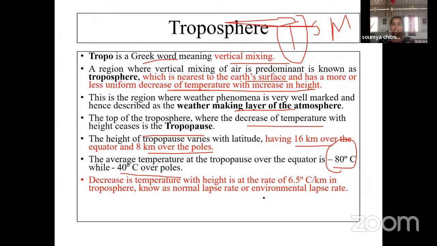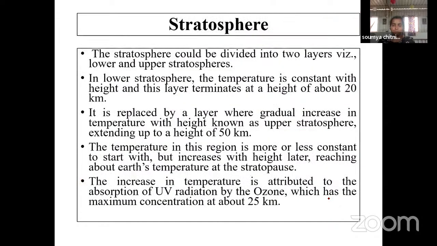Right, this decrease in temperature with height, we call it the lapse rate, 6.5 degrees Celsius per kilometer. That will be the temperature drop. So this is called the normal lapse rate or the environmental lapse rate.